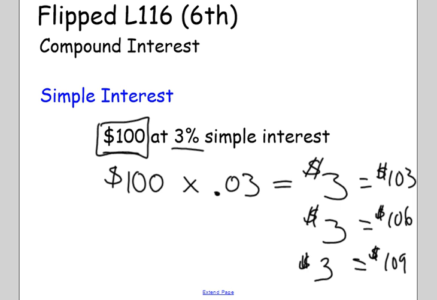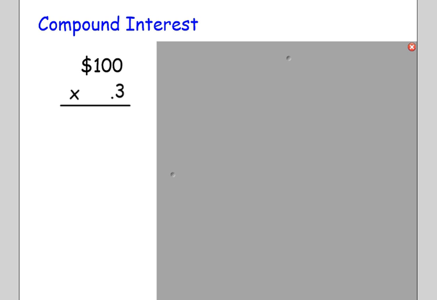However, most people don't like simple interest. They want their money to grow faster. And that's where we get this idea of compound interest. This is what a lot of banks will use to get you to invest in their savings account, because they say, here, we have compound interest on your money. So what does that mean? It literally means it's going to compound. It's going to repeat again and again and again.